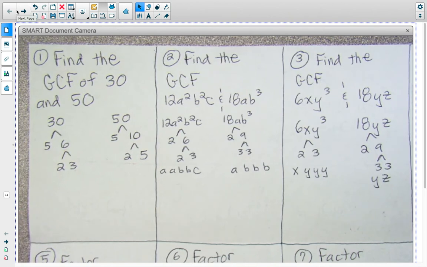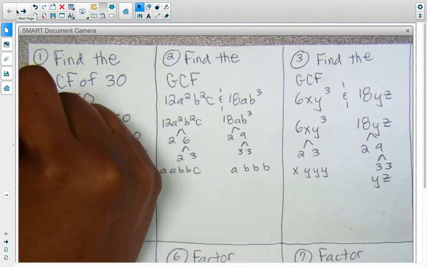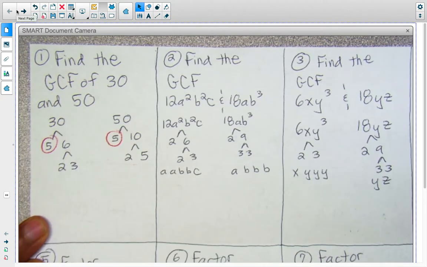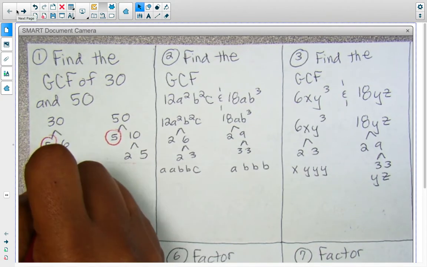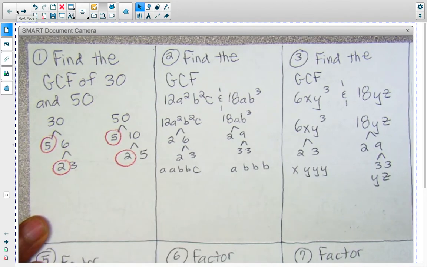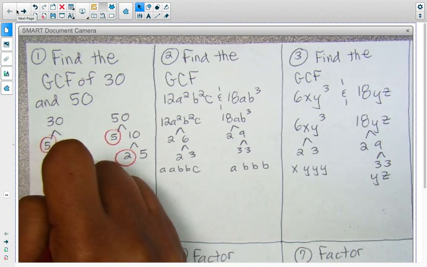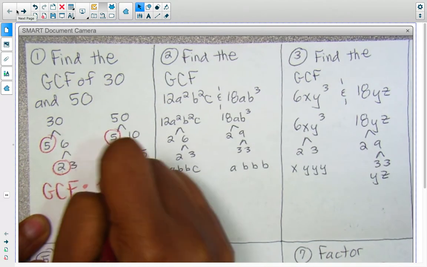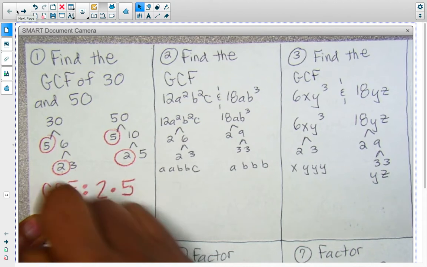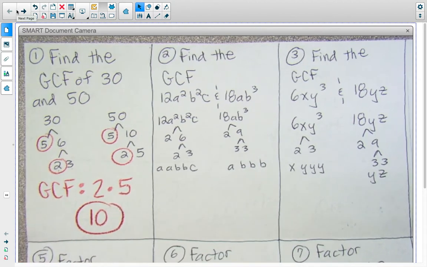I'm going to circle what they share. So looking here, I see they share 5, and I see they share 2. So they each have 1, 2, and 1, 5. So their greatest common factor is 2 times 5, which is 10. So the greatest common factor of 30 and 50 is 10.